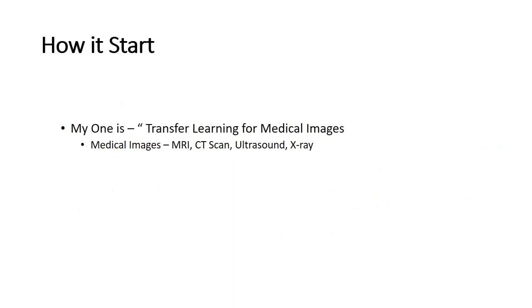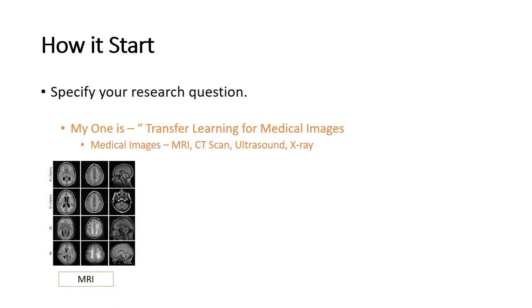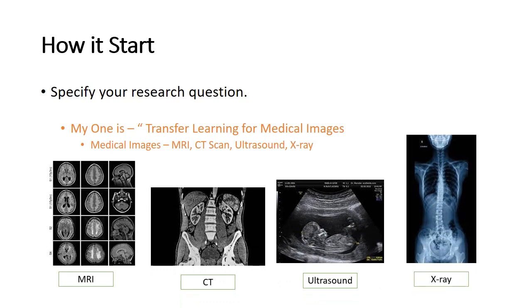How does it start? You need to specify your research question. Mine is transfer learning for medical images. Transfer learning means you use an already built model like VGG, from a set of transfer learning models, and develop and train your model using medical images. I normally consider MRI, CT scan, ultrasound and X-ray images. You can see those images given below.